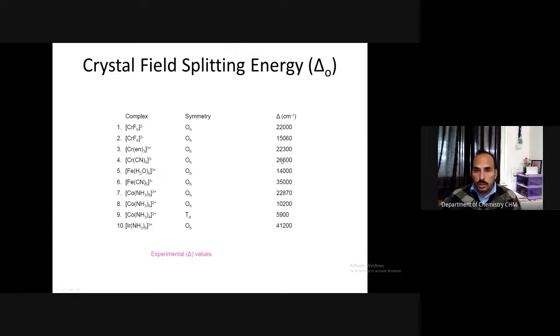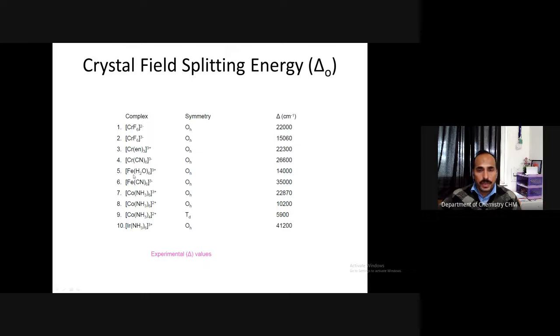So you see how much effect the ligand has. It's much more than what the oxidation state plays. The +4 oxidation state of chromium has a lot less splitting than Cr(CN)6 3 minus, where chromium is in the +3 oxidation state but still has a larger splitting because of one of the strongest ligands, cyanide, present here.